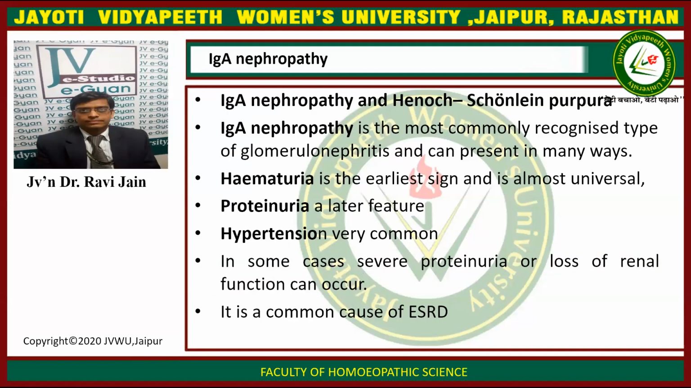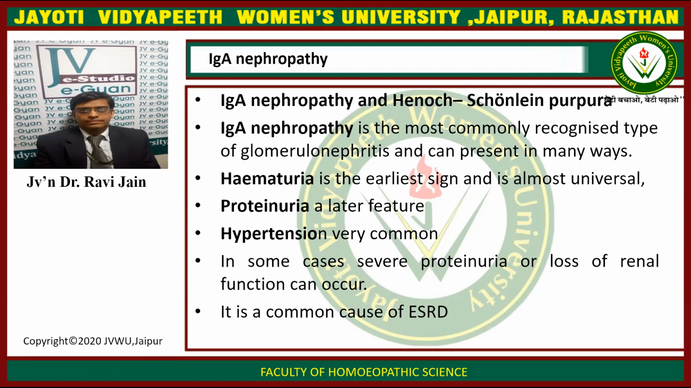Now in today's lecture, we will start with IgA nephropathy. Three types we have already discussed in the previous lecture, and we are starting from the fourth type, that is IgA nephropathy and Henoch-Schonlein purpura. IgA nephropathy is the most commonly recognized type of glomerulonephritis, and it can present in many ways.